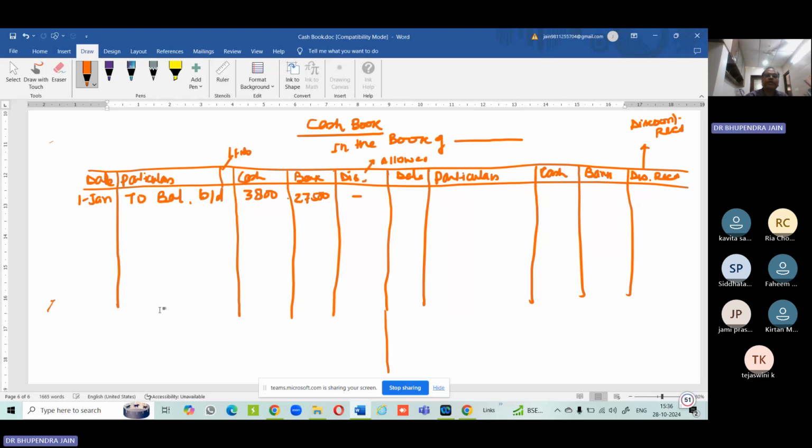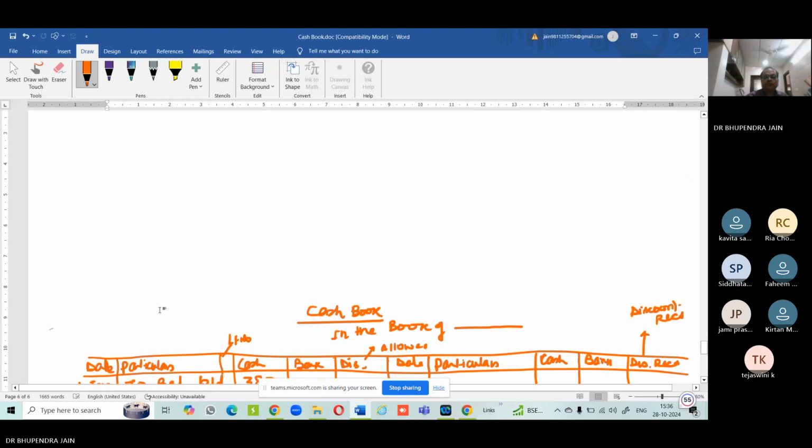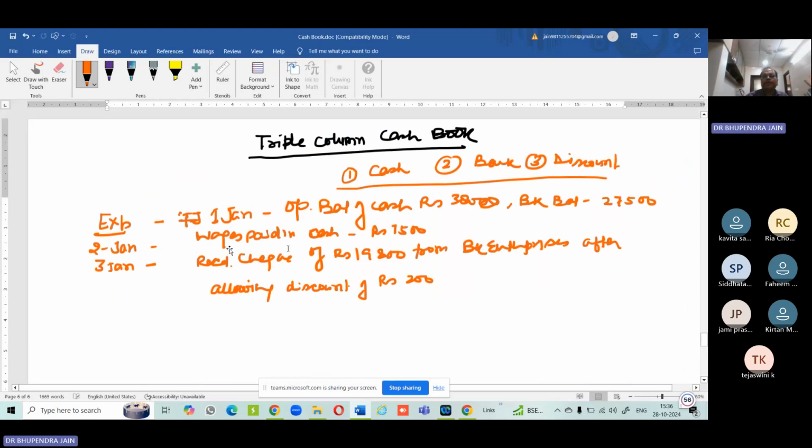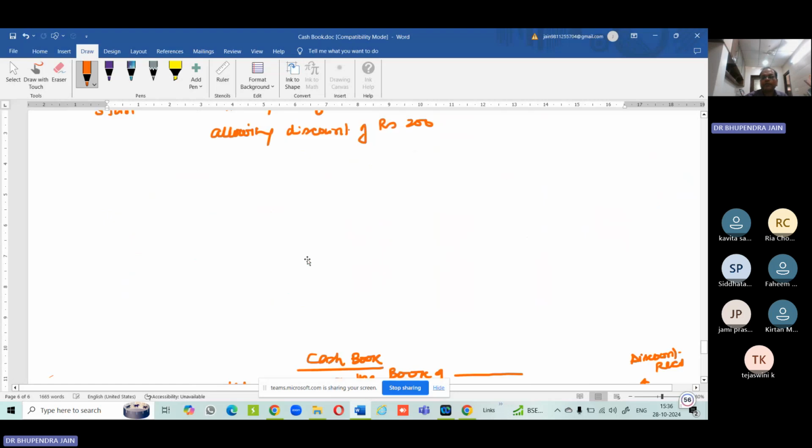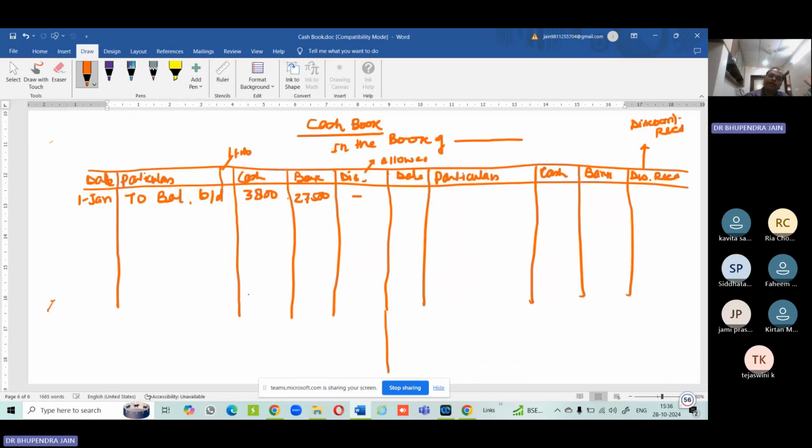Now on 2nd of Jan, paid wages in cash 1,500, so the entry is wages account debit to cash. So write down the date here, the 2nd of Jan, and why wages, and in the cash column 1,500, because wages are paid in the form of cash. Next one.